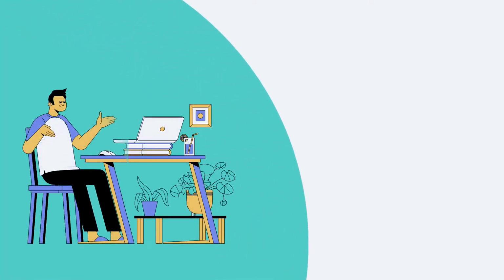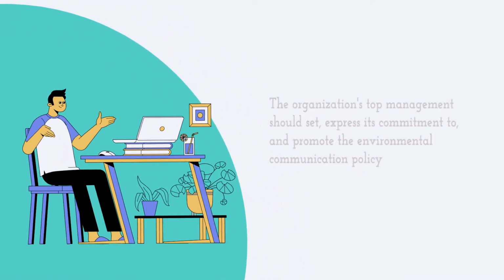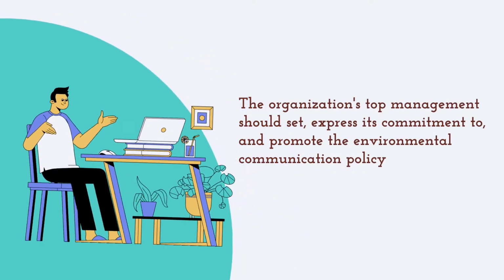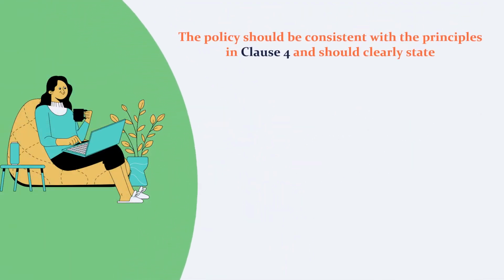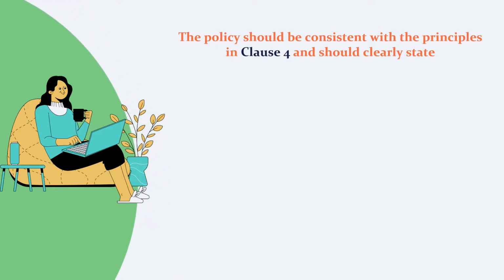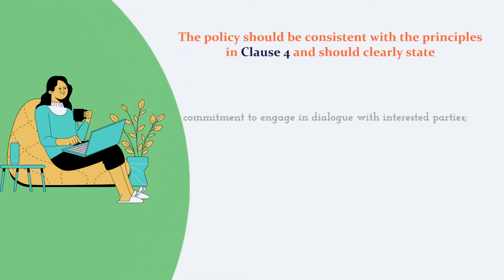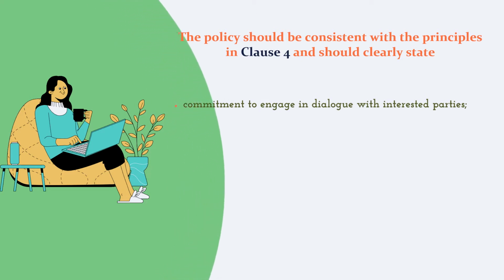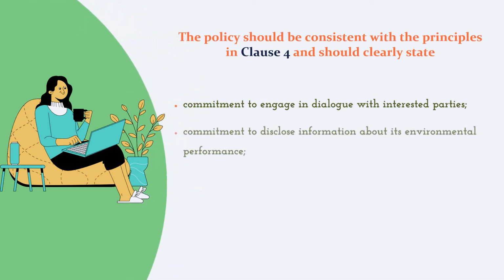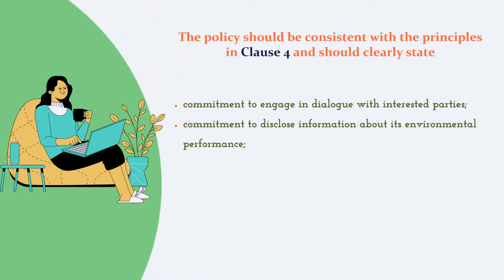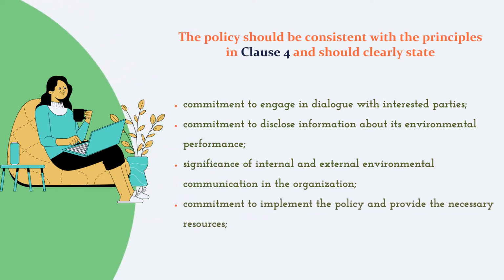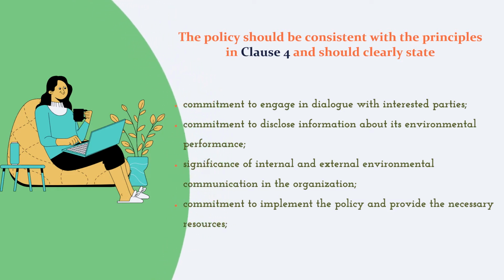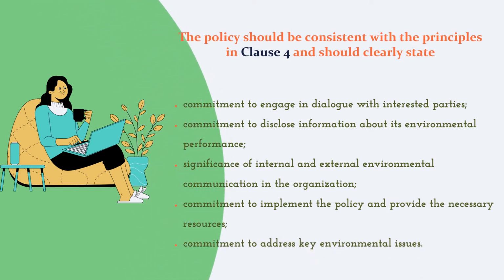In ISO 40063, the organization's top management should set, express its commitment to, and promote the environmental communication policy. The policy should be consistent with the principles in Clause 4 and should clearly state, first, commitment to engage in dialogue with interested parties. Second, commitment to disclose information about its environmental performance. Third, significance of internal and external environmental communication in the organization. Then, commitment to implement the policy and provide the necessary resources. And lastly, commitment to address key environmental issues.